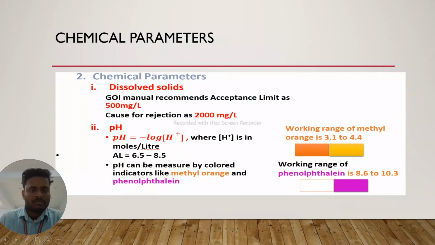In chemical parameters, for dissolved solids, we have to follow the Government of India manual. The Government of India manual recommends an acceptable limit of 500 milligram per liter for dissolved solids. For pH, the acceptable limit is 6.5 to 8.5. pH can be measured by color indicators like methyl orange and phenolphthalein. This is important: the acceptable limit for pH can vary from 6.5 to 8.5. The working range of methyl orange is 3.1 to 4.5, and the working range of phenolphthalein is 8.6 to 10.3 as per the GOI manual.